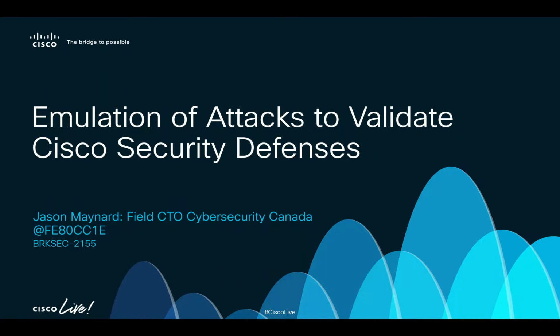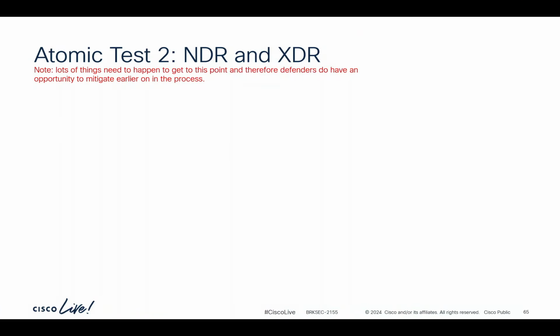Emulation of attacks to validate Cisco security defenses. Atomic Test 2, Network Detection and Response, and Cisco's XDR. Now, again, as I mentioned before, there's a lot of nuance here. You could obviously block this very early on, depending on the technologies that you might have in the environment. But the goal here is to detect and then ultimately prevent, if possible.